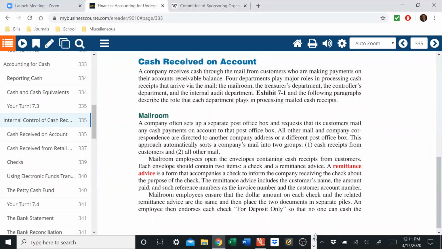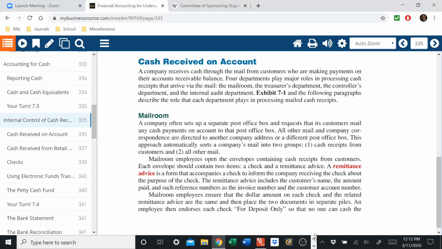We have internal controls for cash received on account. Customers are mailing in cash or checks to pay off their account. Exhibit 7.1 illustrates the whole internal control system that companies put in place to safeguard cash received on account. In exhibit 7.2, you have a retail sales area, like at Walmart, where customers are paying cash right there at the cash register, and we have to have internal controls in place to ensure that cash is not misappropriated in that setting. So we have cash received on account, and cash in a retail sales environment, with internal controls over both.